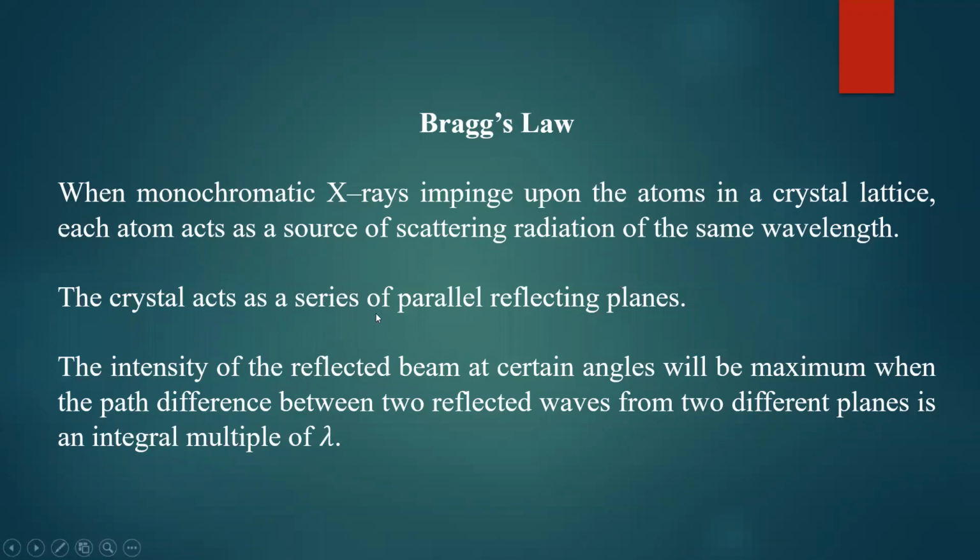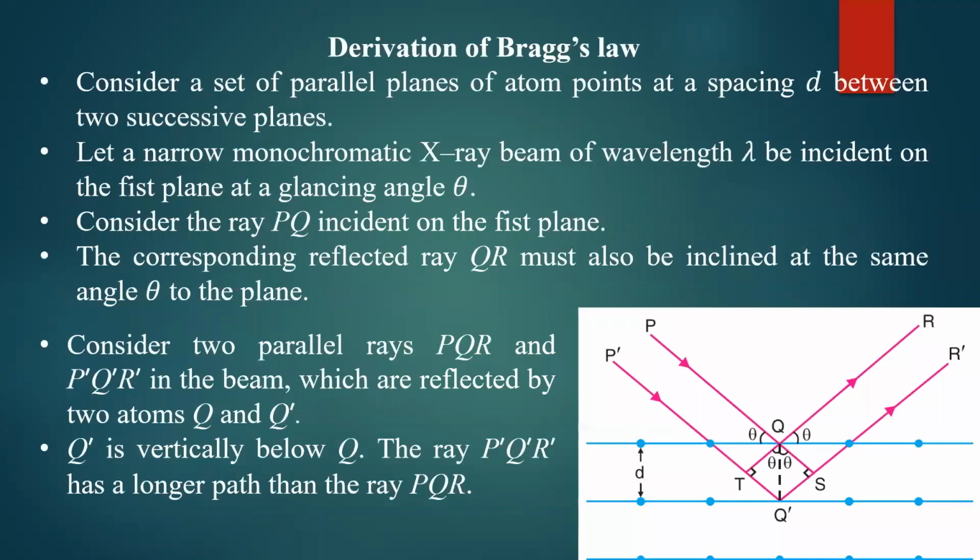The scattering of X-rays is equivalent to the diffraction of X-ray in this particular case. The crystal acts as a series of parallel reflecting planes. Here diffraction is taking place because of the reflection, and these crystals have sets of atoms in the form of planes, acting like parallel reflecting planes. I will show you in detail. The intensity of the reflected beam at certain angles will be maximum when the path difference between the two reflected waves from two different planes is an integral multiple of lambda. That is the condition for diffraction. If the path difference between two rays is an integral multiple of the wavelength, then you find the maximum intensity, called the diffraction maximum, observed for a particular angle of incidence.